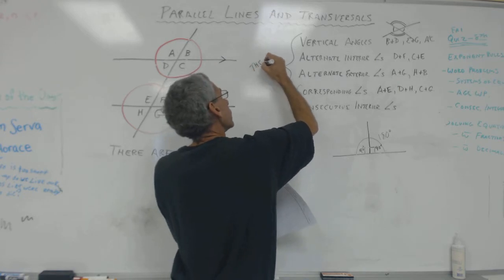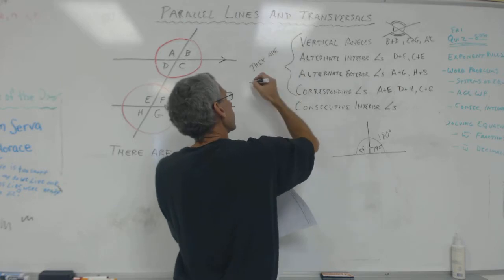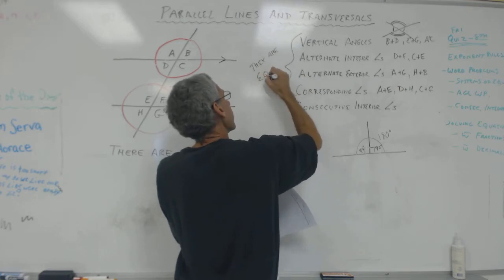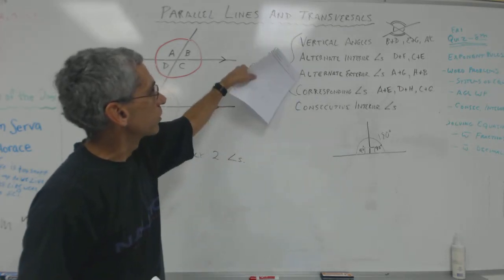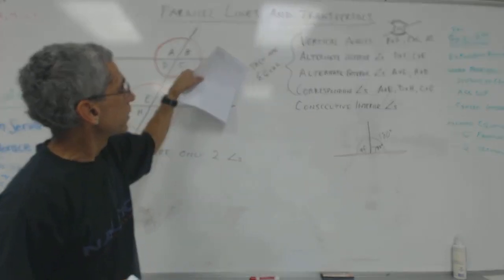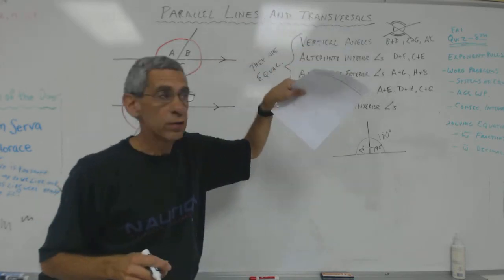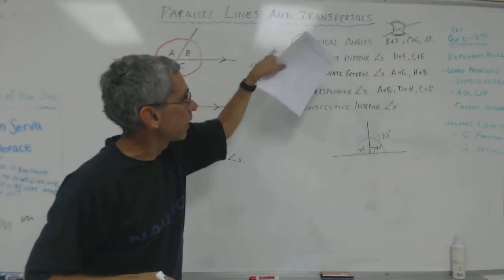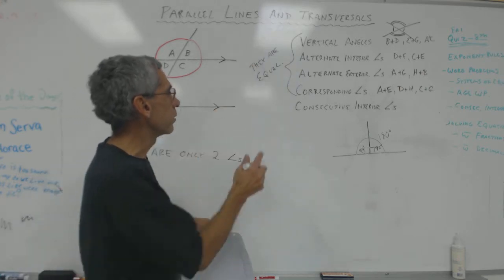They are equal, right? The sets are equal, right? I'm not saying the vertical line is equal to the alternate interior necessarily, but I'm saying all vertical angles are equal. All alternate interior angles are equal. All alternate exterior angles are equal. All corresponding angles are equal.